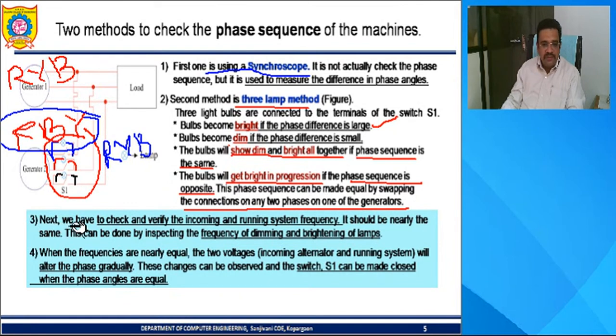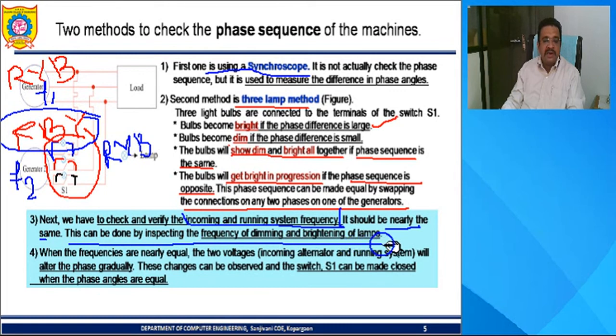The third point which is coming out: we have to check and verify the incoming and running system frequency. So the frequency of this machine and the frequency of these machines, F1 and F2, we have to check. It should be nearly the same. This can be done by observing the frequency of dimming and brightening of the lamp.